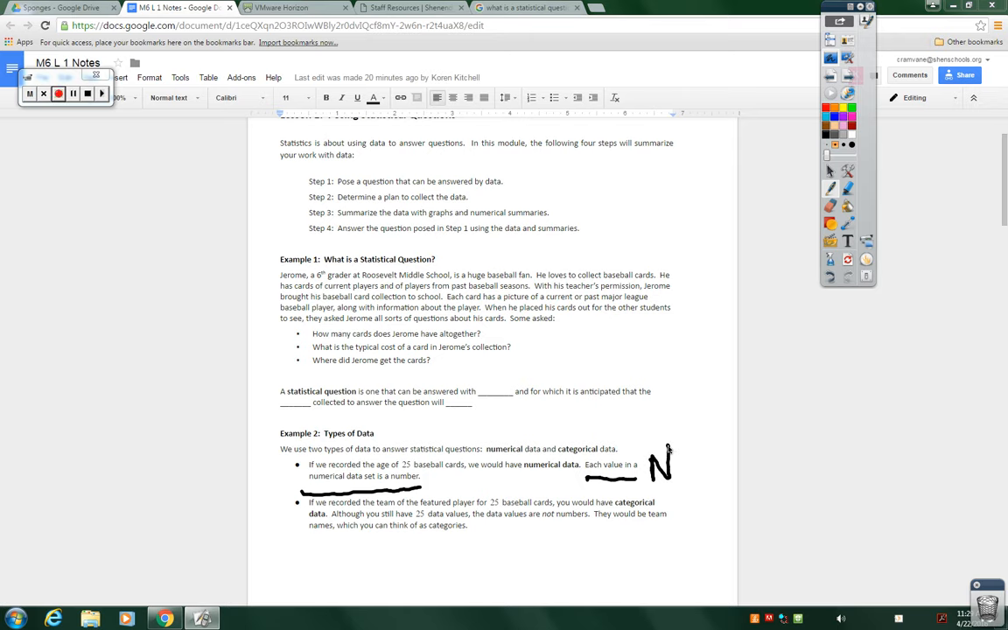If we recorded the team of the featured player for 25 baseball cards, you would have categorical data. Although you still have 25 data values, the data values are not numbers. They would be team names, okay? Which you can think of as categories, and that's going to be C, categorical data. So if you can answer a question with a number, it's numerical. If you answer a question with an answer, you can put it in different sorts of categories, so that is considered categorical.